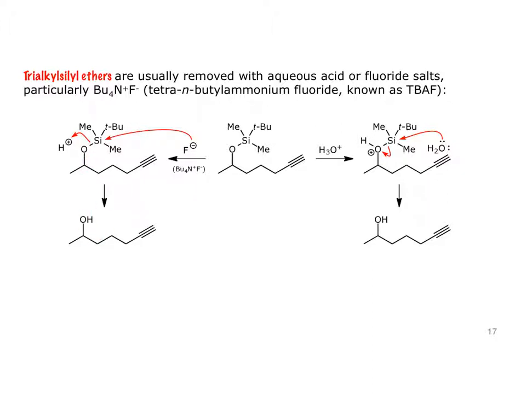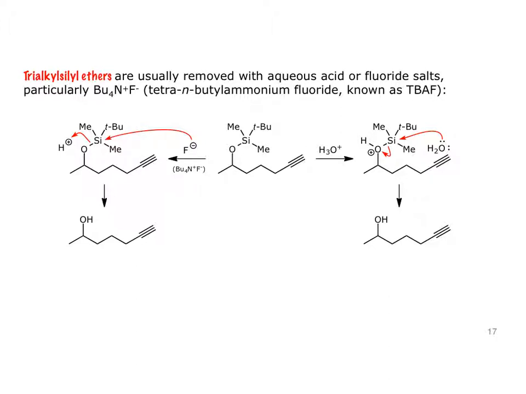Also, silicon-oxygen bonds are prone to acidic hydrolysis. So if we just add acid, the oxygen will be protonated, and water will do the substitution for us, and we can get back our alcohol. So the combination of putting the silyl group on, doing our reaction, and then taking the silyl group off means we've been able to protect that alcohol from reaction.